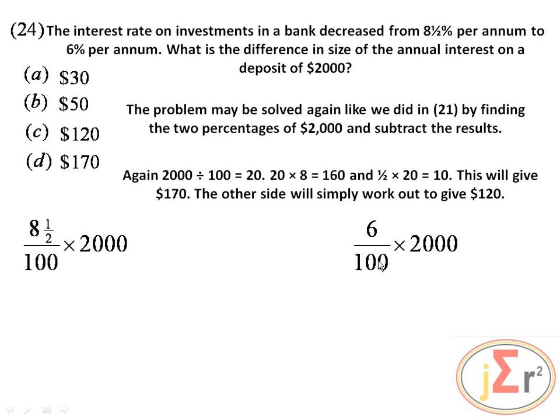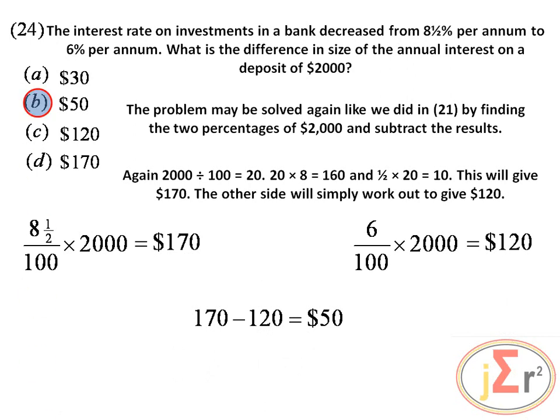And we'll do the same here. Just we do not have a fraction, so we just say 6 multiplied by 20 is 120. So we will have 120 on that side, 170 on the other side. We just do the subtraction, we get $50, and that's all there is to it.